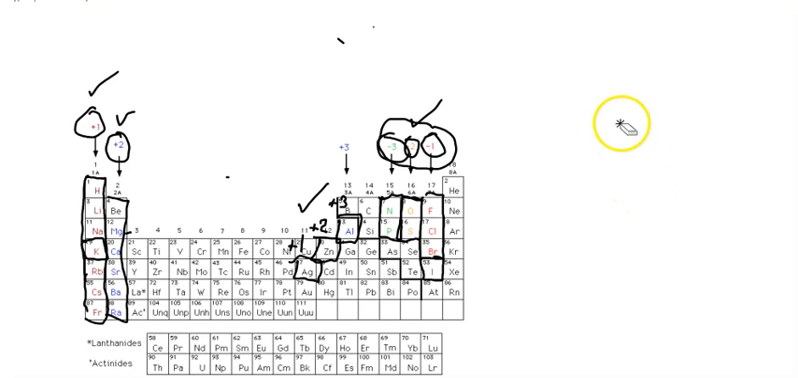Now we're going to do a few examples. We're going to be doing the opposite: we are going to start with a name and go to a formula. We're going to do an example first that actually isn't in your notes. We're going to start out with, let's do potassium bromide.